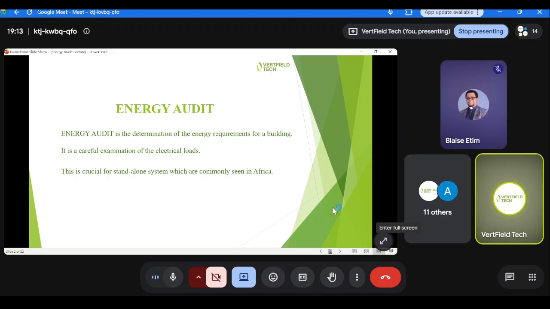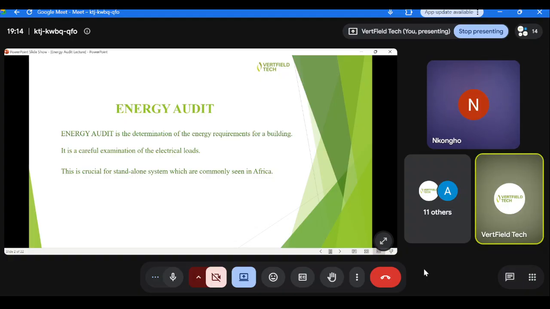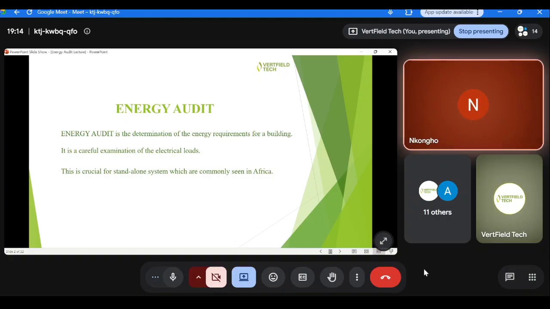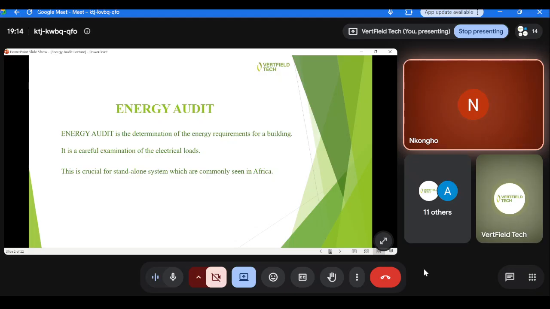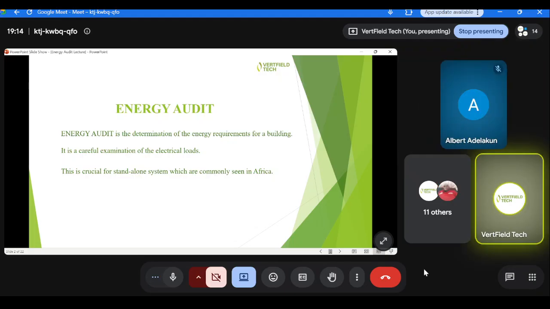I'm sharing my screen. Can each and everyone see my screen, please? Can you see what I'm sharing on my screen? Yes. Okay, if you can see it, please, what can you see? Audit. All right. Okay, energy audit.